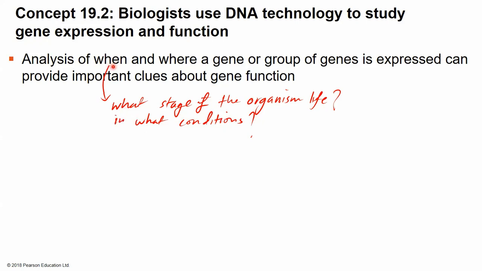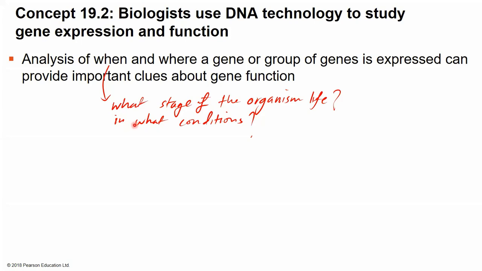So when a gene is expressed, sometimes some genes, as we saw in the previous chapter, are expressed during development, and later on they are not expressed. And some genes are not expressed during development or embryo development, and then they are only expressed at the adult stage.